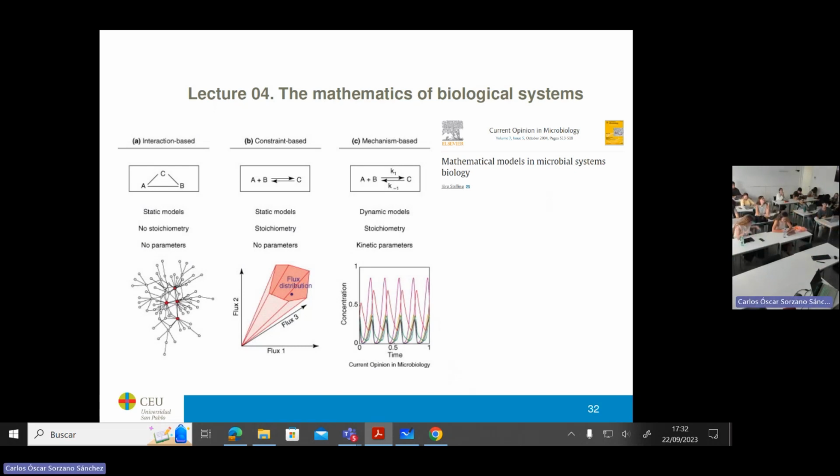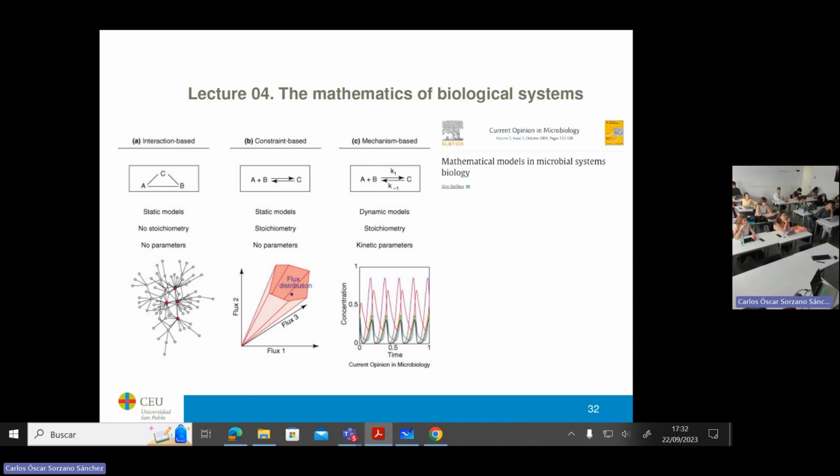Okay, so let's see different kinds of aspects of these mathematical models. We have seen three different kinds of models. First, these static models in which we have a network of relationships, but we don't have any stoichiometry. So we know that these two proteins relate, but we don't know if it is two copies of this protein with one of these. We don't know the stoichiometry of the reaction. There are no parameters, so we simply know that there are relationships. So this is the simplest kind of model.